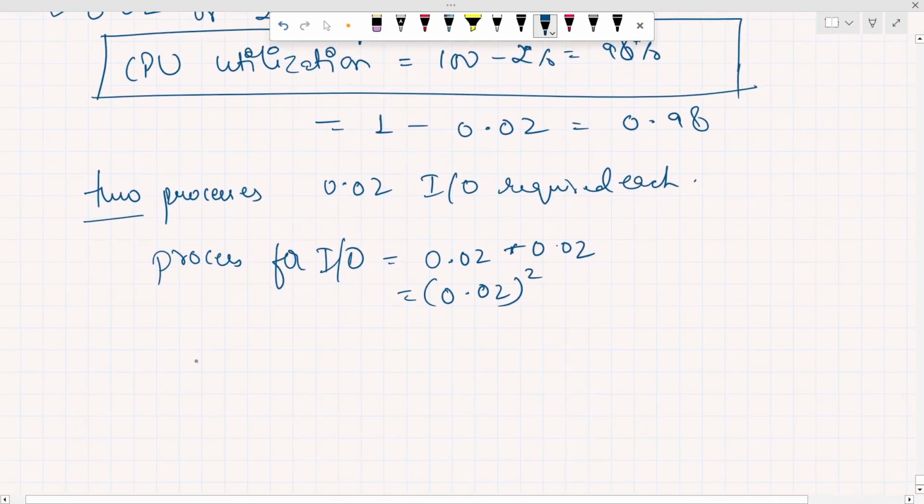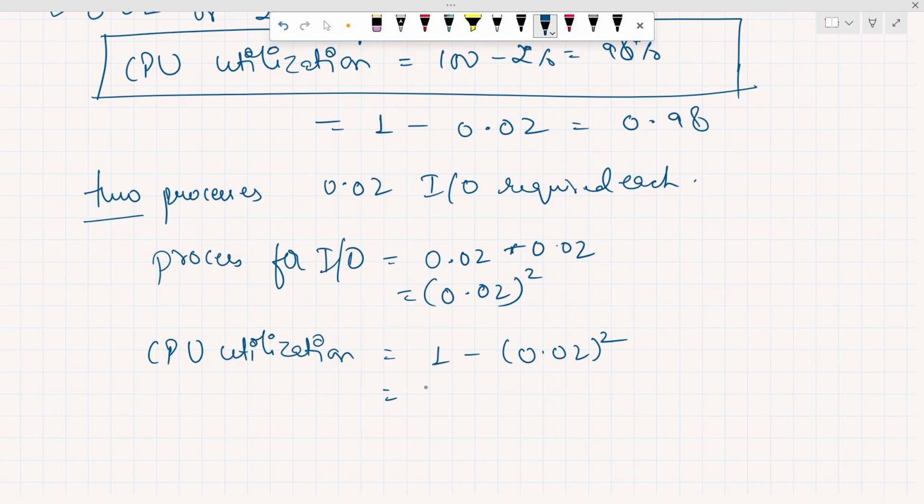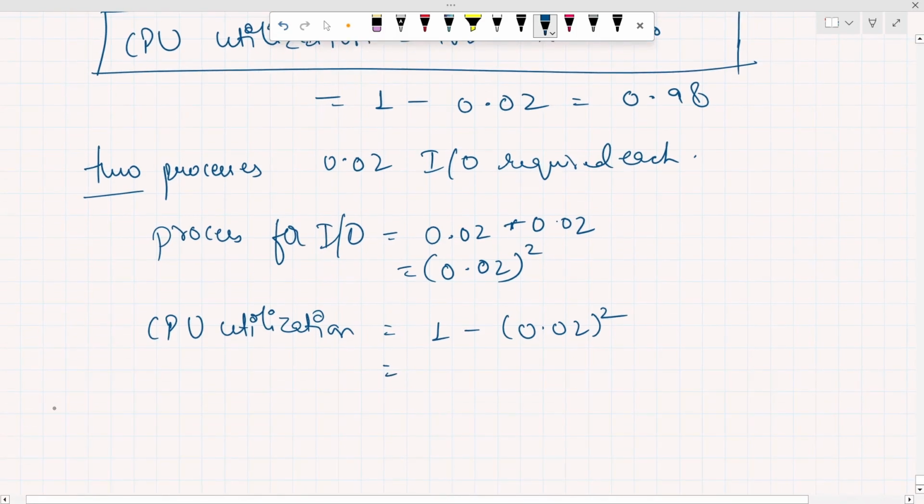If a question asks for the CPU utilization for these two processes, you have to subtract 0.02 squared from 1. If you subtract this, you will get your answer. So it's basically 0.04 and you subtract it, you will get your answer. So for the number of processes, you multiply 0.02 that many times.